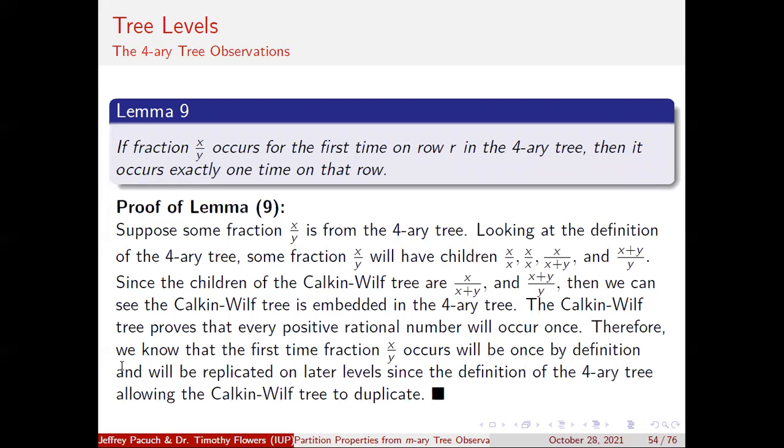So let's actually go ahead and start proving this. The first lemma I want to talk about says, given some fraction, let's just call it x over y, the first time that it will occur will be exactly once. How do I prove this? Let's start with some fraction x over y and look at the definition of its children. Its children will be x over x, x over x, x over x plus y, and x plus y over y. If we look at the last 2 children, they're the Calkin-Wilf children. The Calkin-Wilf tree is embedded in the 4-ary tree, and we know by definition of the Calkin-Wilf tree that every rational number will occur once. So the first time that number will occur must be 1 time. And that is proven to be true here: for every rational number, some fraction we'll call x over y, the first time it occurs, it will occur exactly once.